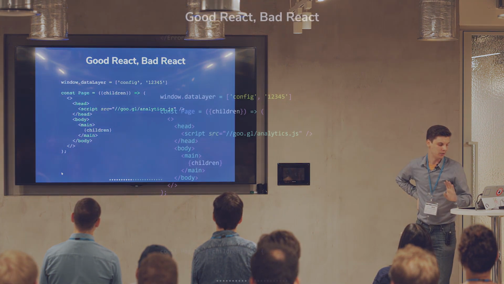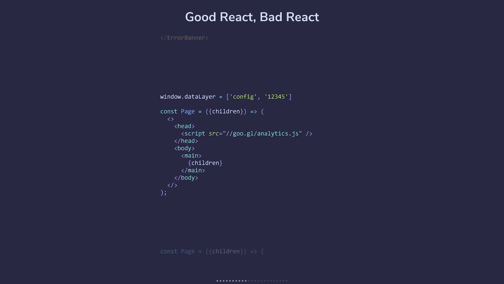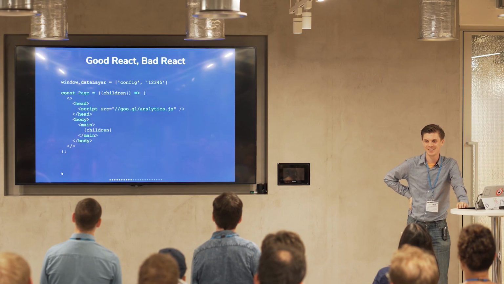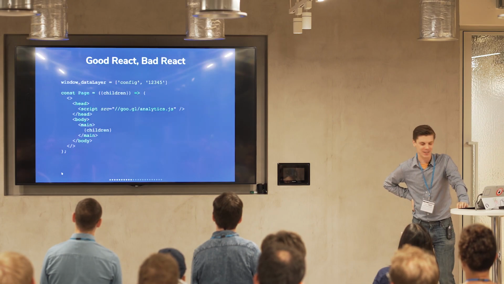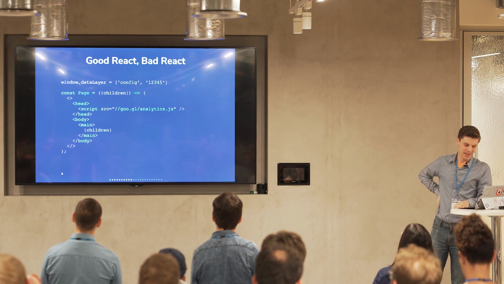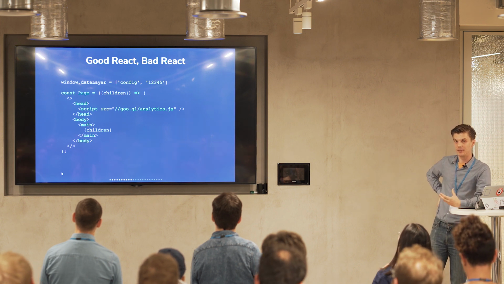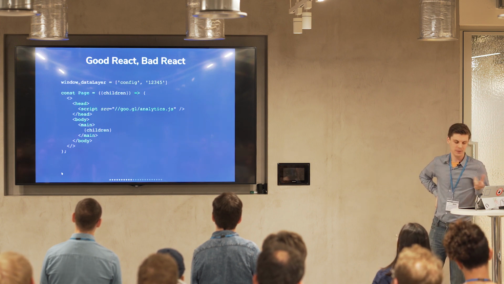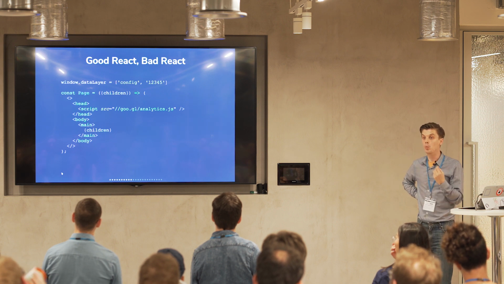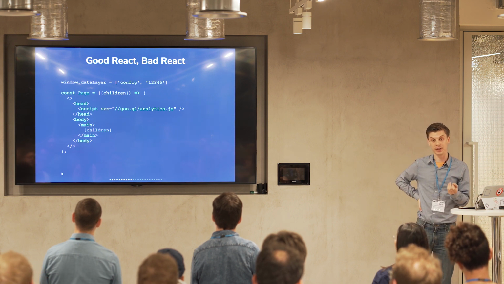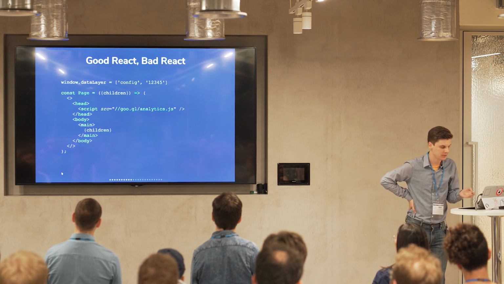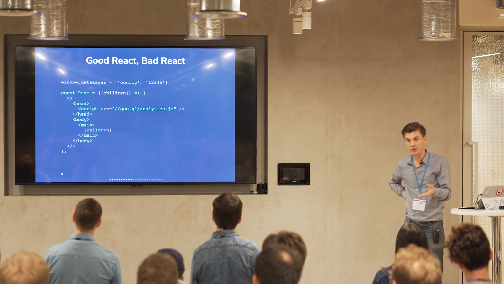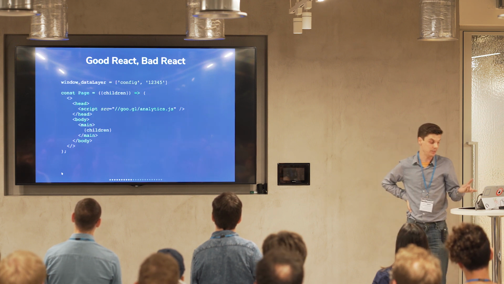Here's another example of code that I personally don't like. Who likes this code? Okay, no one. Great. What I don't like about this is this component can only be rendered in one place in your DOM tree. It can only be rendered once. Because it renders a body, there can only be one body, and it renders a head element. There can only be one head.